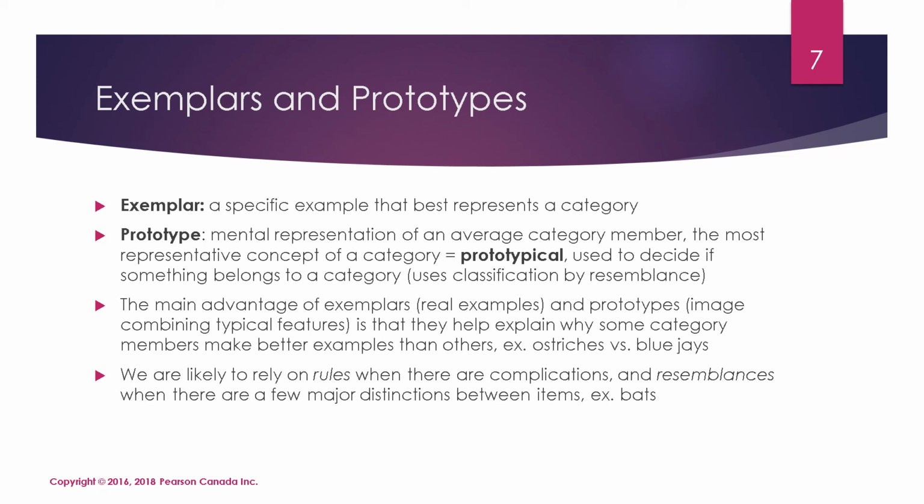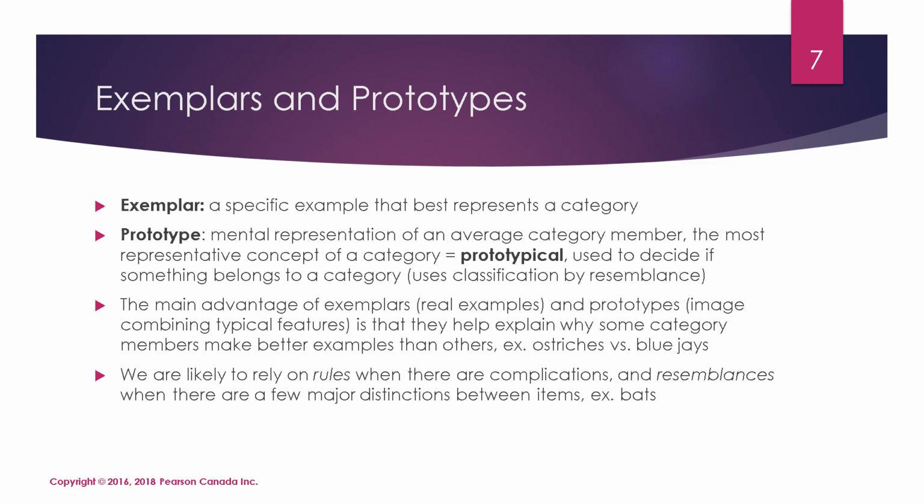Similar to that, a prototype is a mental representation of an average category member. Basically, it's the most representative concept of a category. That was what we would call the most prototypical. It's important to note that a prototype doesn't actually have to be a real example. It can be an image that takes all of the prototypical features and combines them together. So an exemplar is actually a member of a category that really well exemplifies it or best represents it, whereas a prototype is taking all the key features and combining them together to create an image in your mind of what that exemplar would look like.